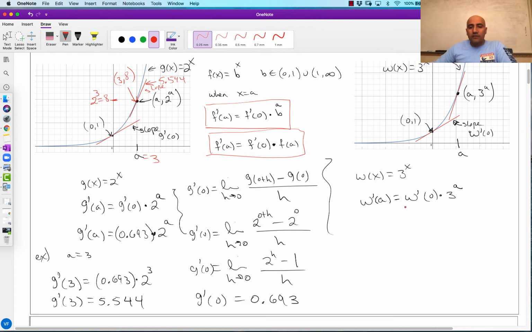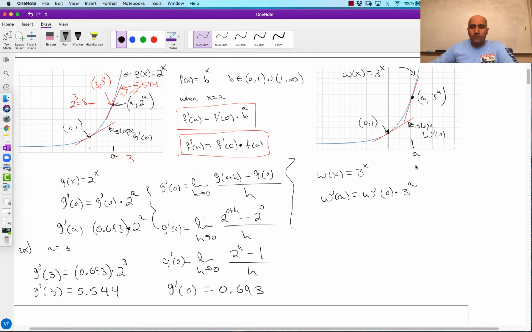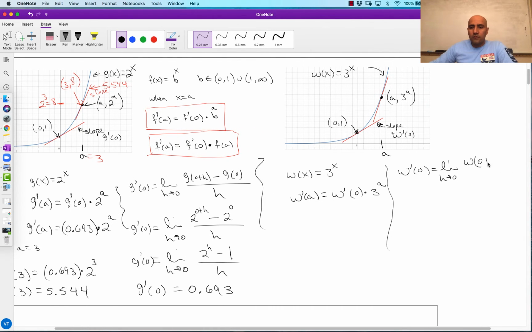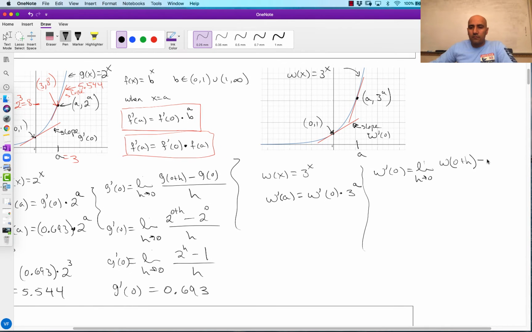Right? Okay, let's do the same thing for this case now. So w prime of 0 is equal to the limit as h goes to 0 of w of 0 plus h minus w of 0 all over h.